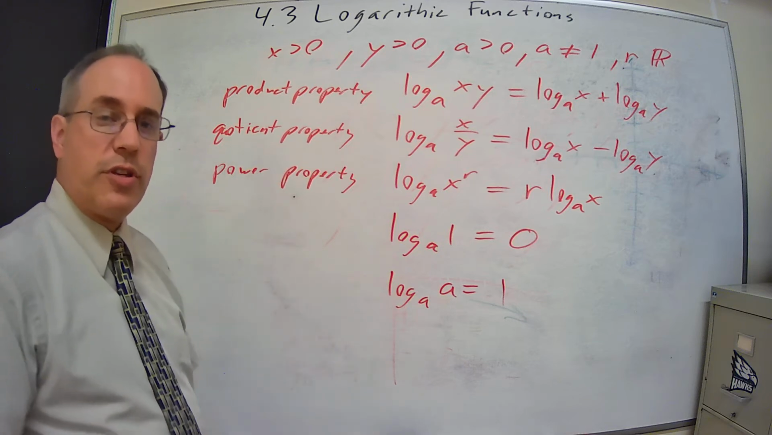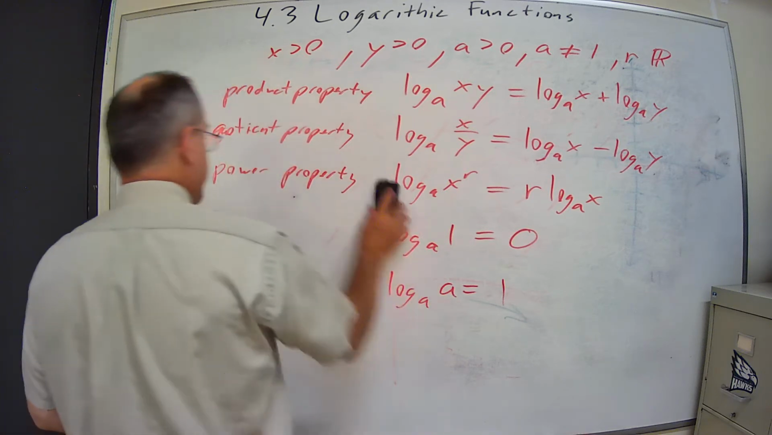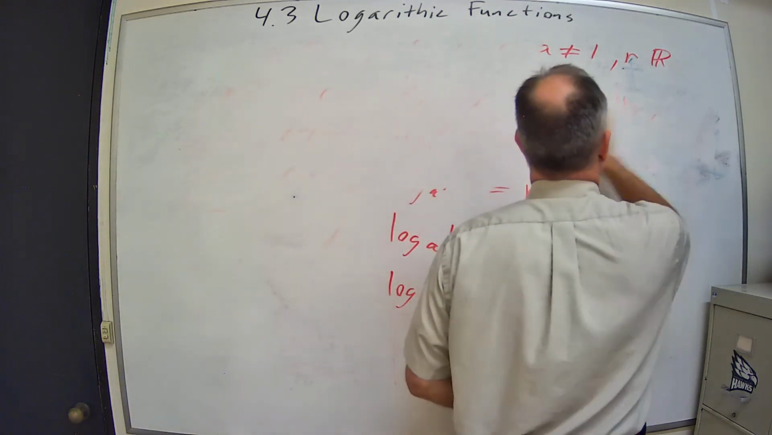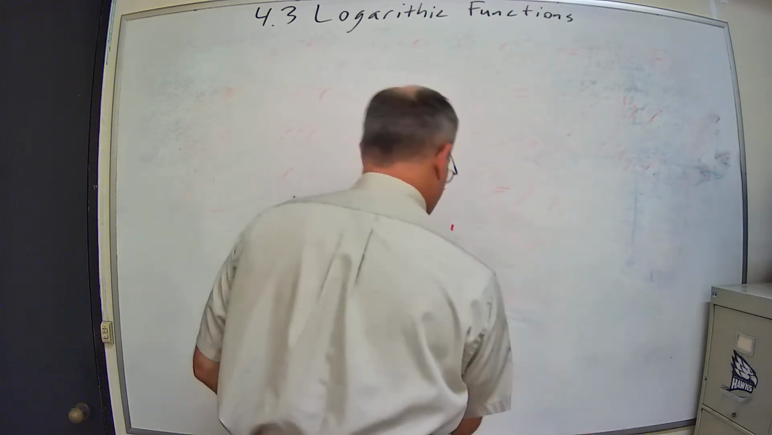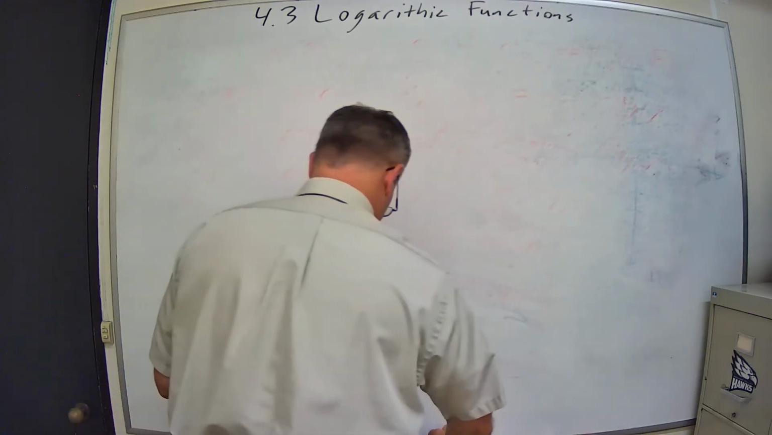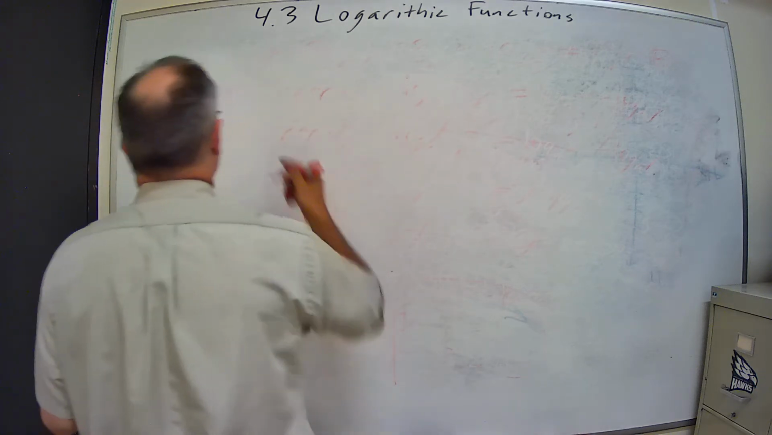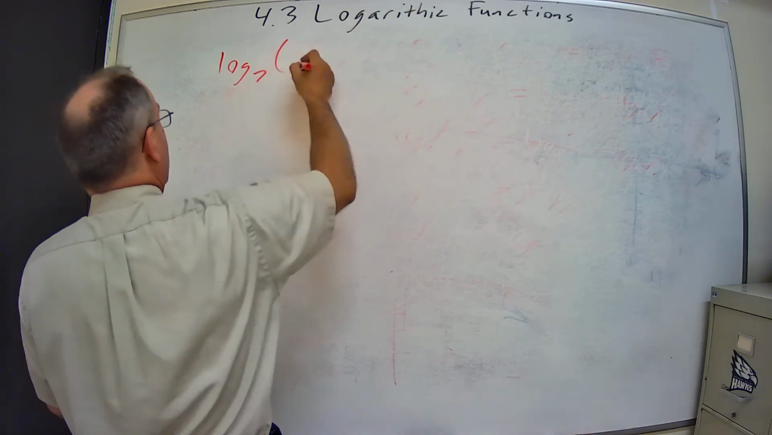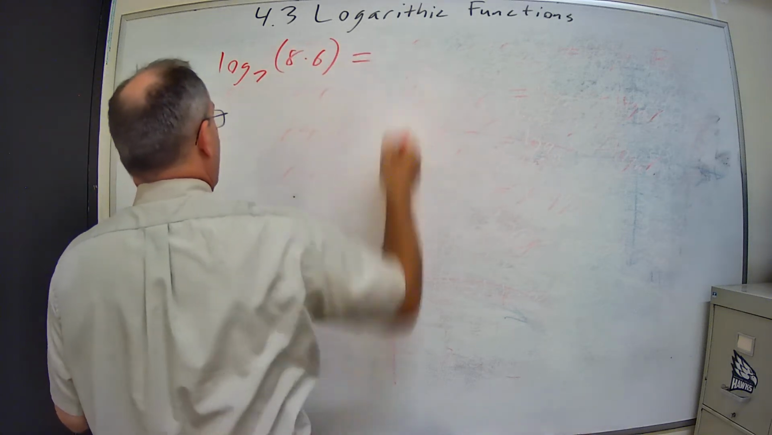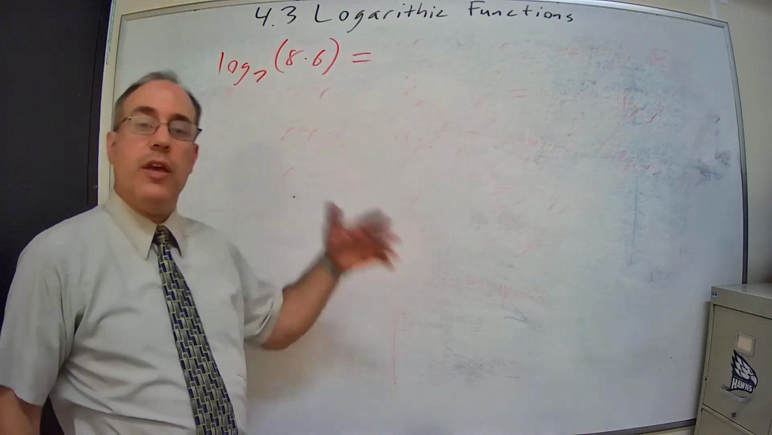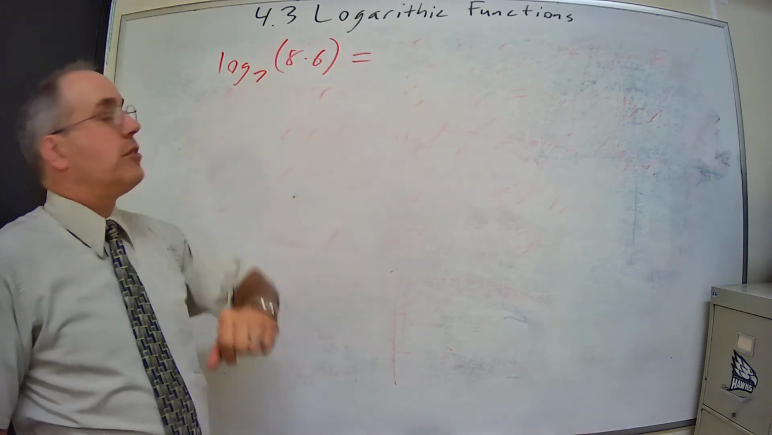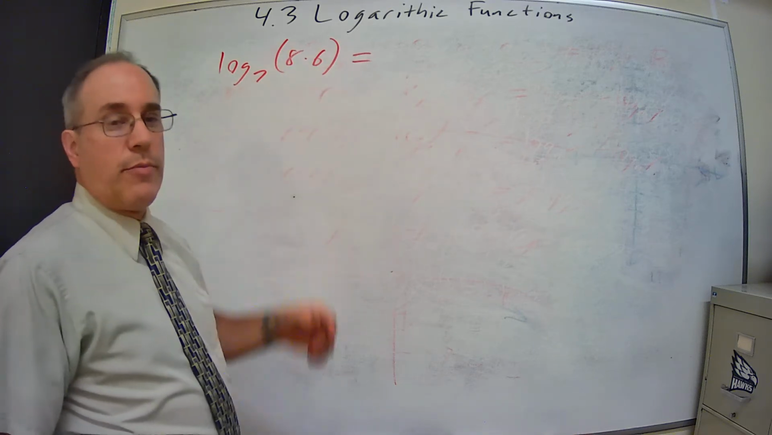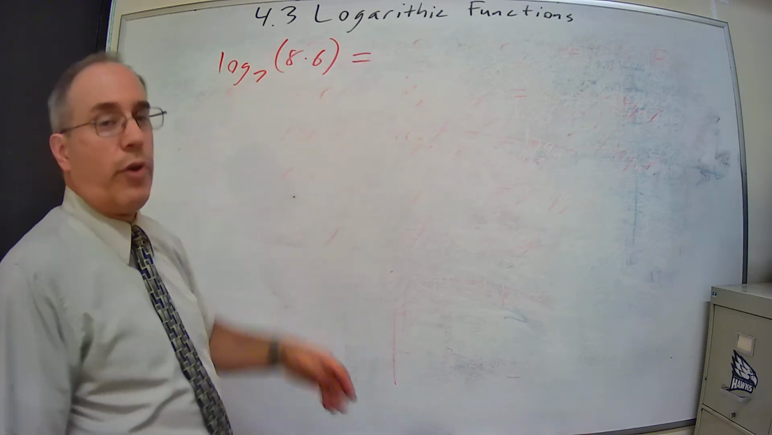So let's use these to do some rewriting of logarithms. Log base 7 of 8 times 6. We want to rewrite this logarithm using some of our logarithmic properties. Now I know you're looking at this and going, well, why can't I just multiply 8 times 6 and get 48 and then say log base 7 of 48?